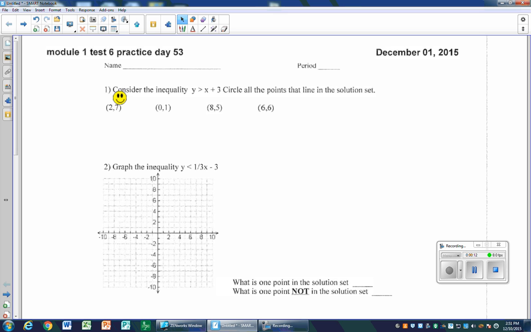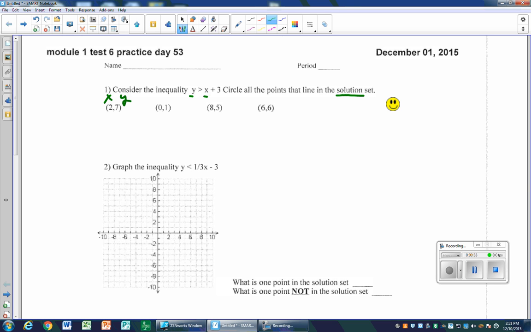First of all, number one, consider the inequality y is greater than x plus 3. Circle all the points that lie in the solution set. This is testing two things. Number one, do you know which one is x and which one is y when we're talking about a point? And do you know the solution set means that it makes the statement true? So that's x and that's y.